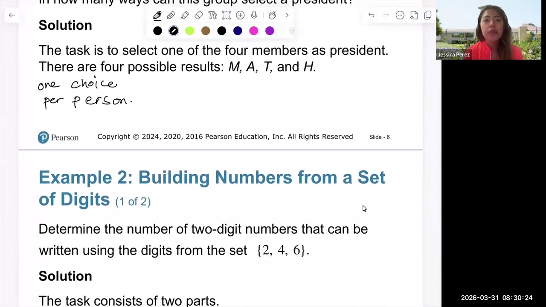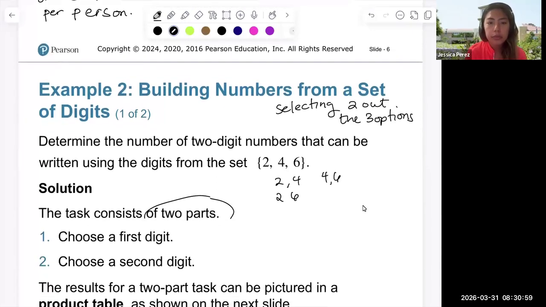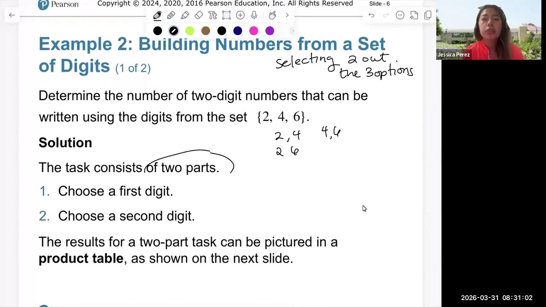Now, what if you're building numbers from a set of digits? Determine the number of two-digit numbers that can be formed from the set 2, 4, and 6. Again, how many options do you have? It consists of two parts, so you're selecting two out of the three. You can do a 2 and a 4, a 2 and a 6, a 4 and a 6. So choose the first digit and choose the second digit.